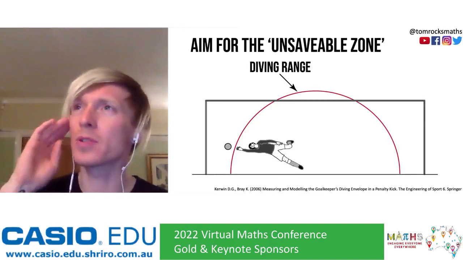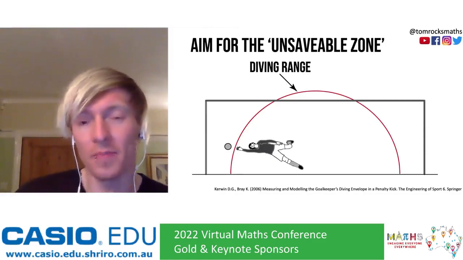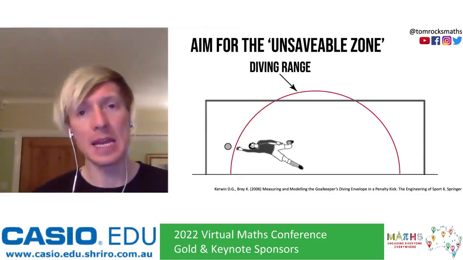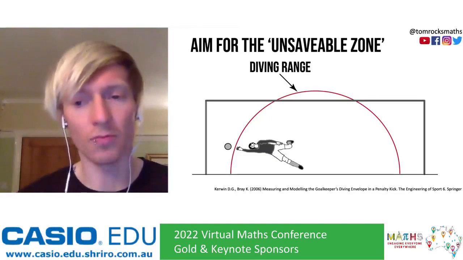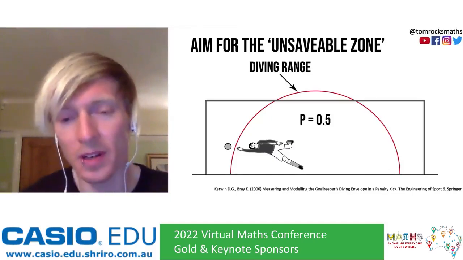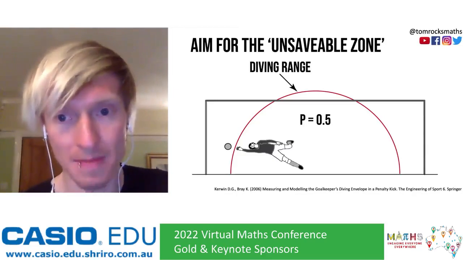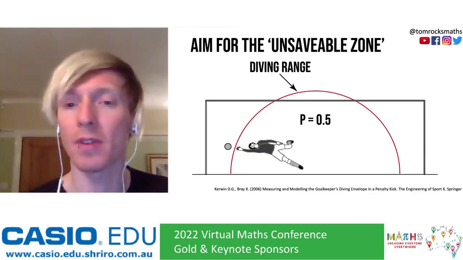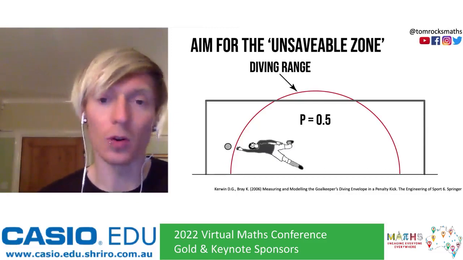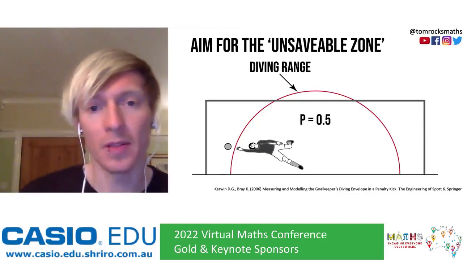So they looked at, I think it was 3,000 different penalty shootouts. It was an insane amount of footage of people taking penalties. And basically they found that if the player aimed inside the diving range, inside the red semicircle, the probability of scoring was 0.5. So approximately 50% of the penalties aimed inside the red semicircle would be goals, and 50% would be either saved or potentially go over the crossbar, because as you can see, the red does go just a little bit above the top of the goal in the center.